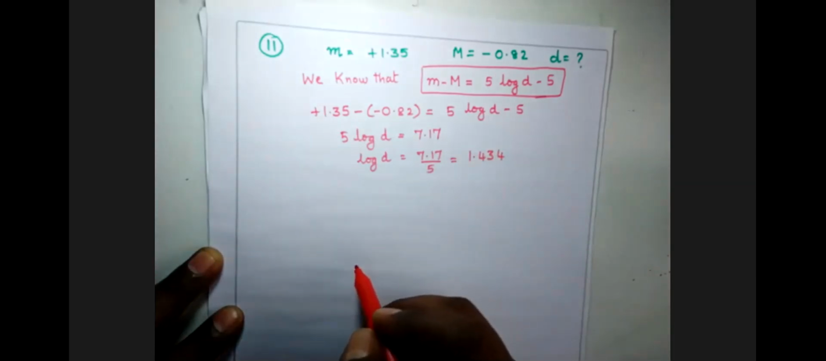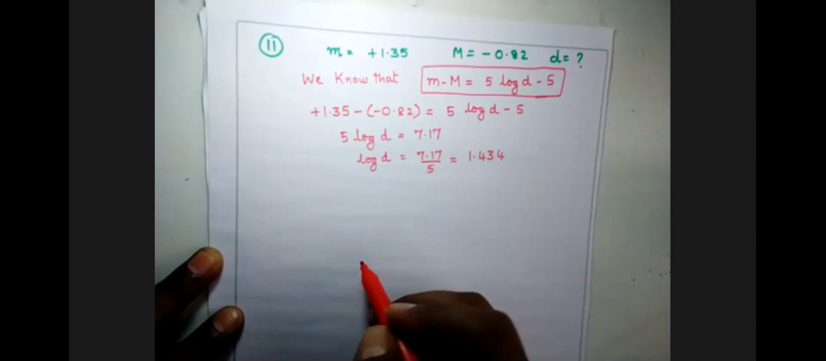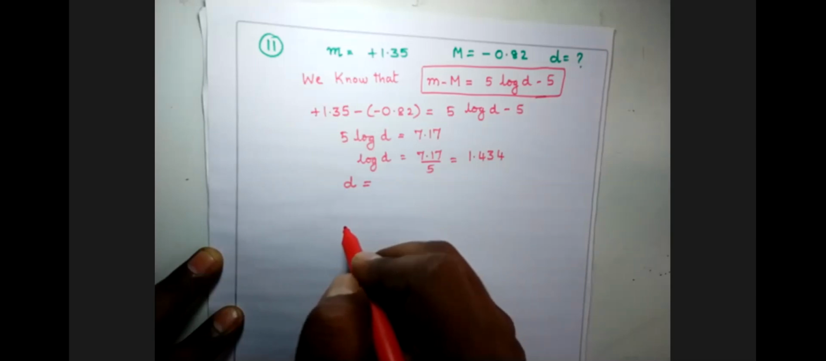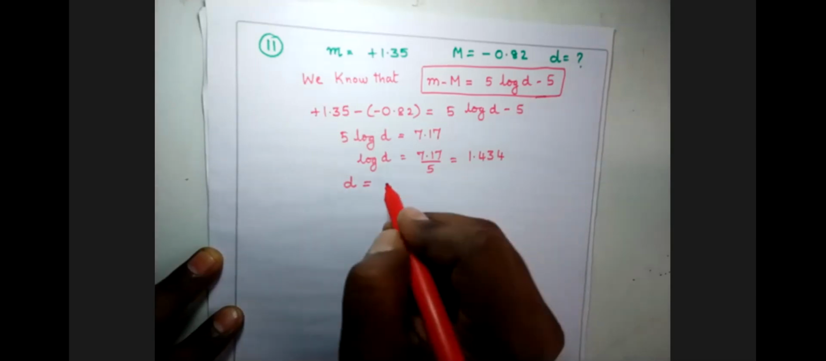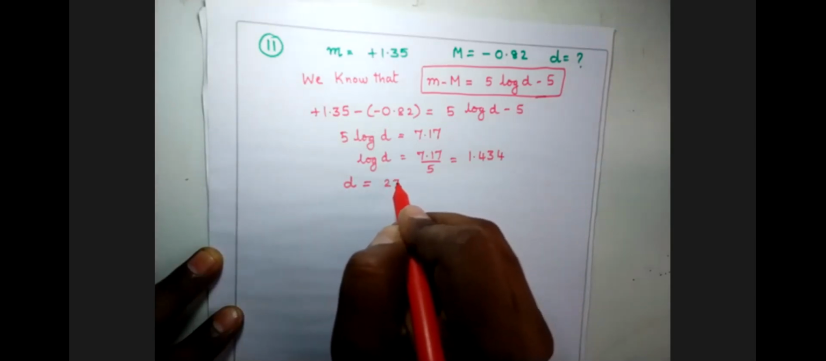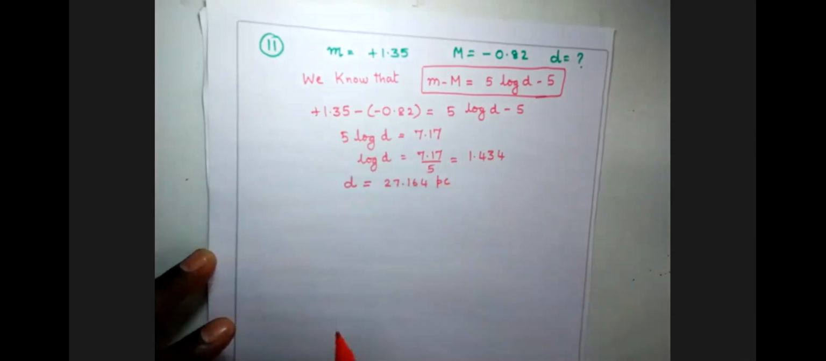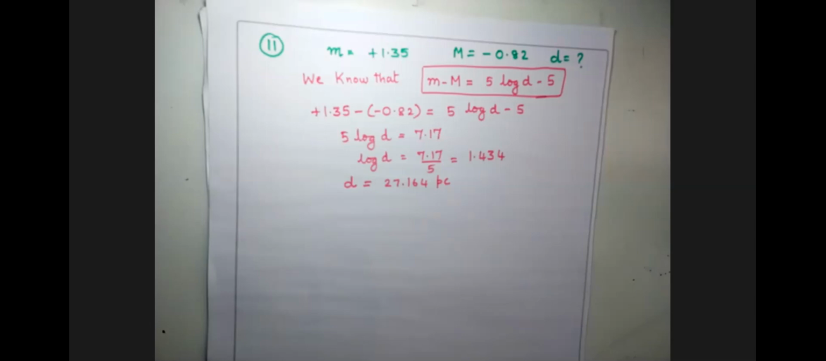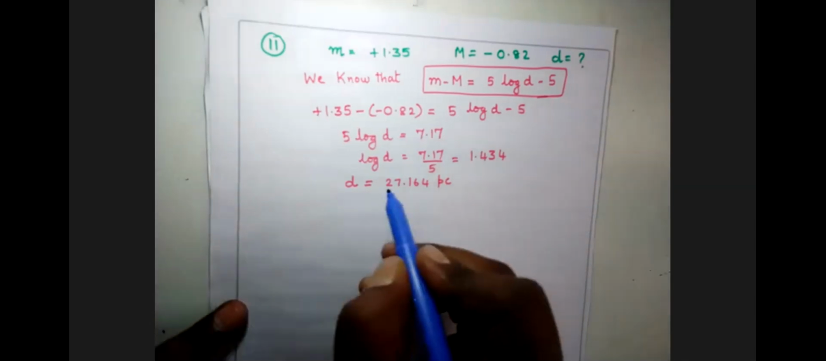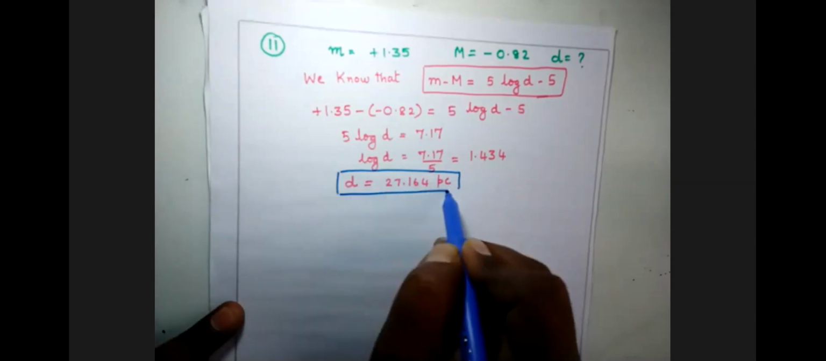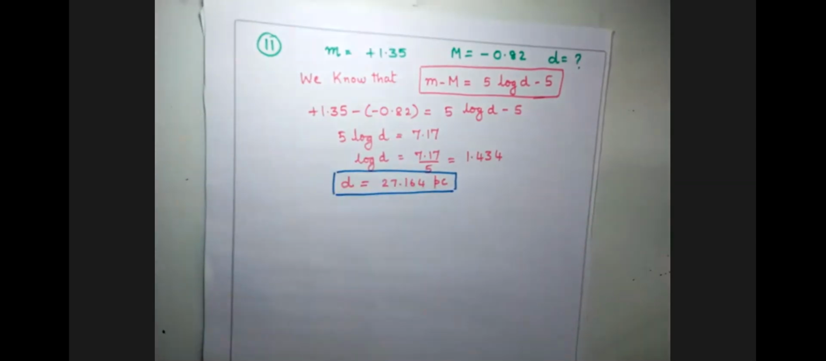Taking anti-log of this, we get the distance D is equal to 27.164 parsec. So the distance of the star from the Earth is 27.164 parsec. This is the solution of problem number 11.